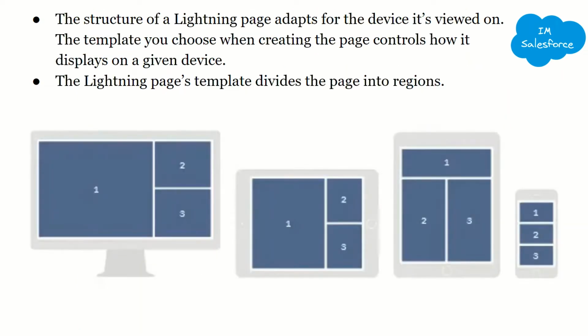Then the structure of the Lightning app page adapts for the device it's viewed on. The template you choose when creating the page controls how it displays on a given device. The Lightning pages template divides the page into regions, different regions. As you can see on the screen, it's 1, 2, 3. On tablet, it will be in this manner if it is horizontal or vertical, and then on the mobile phone, it will be in this manner.